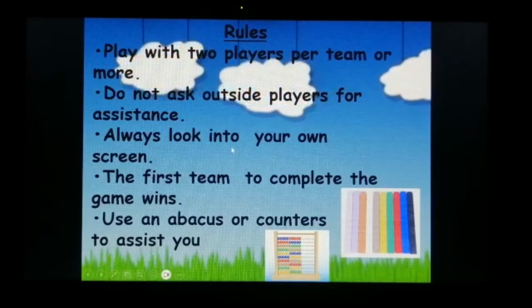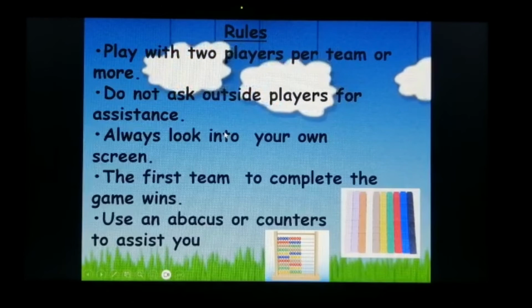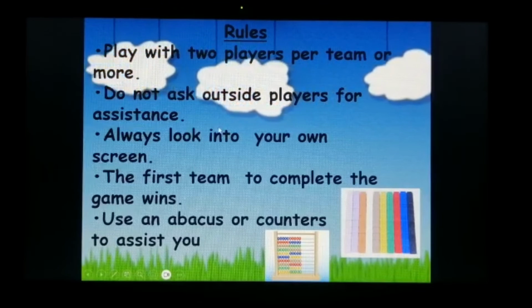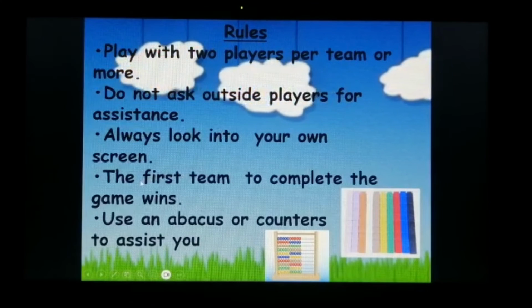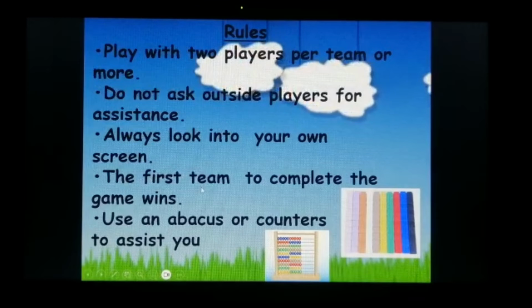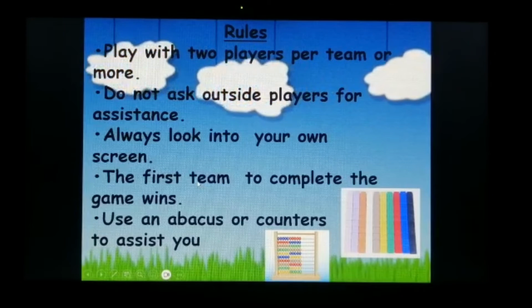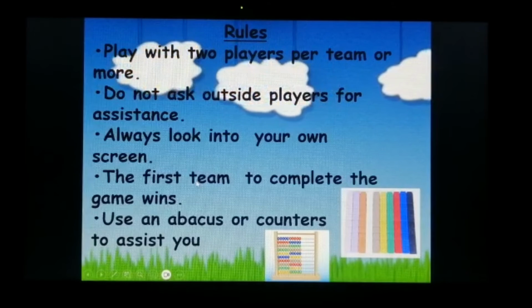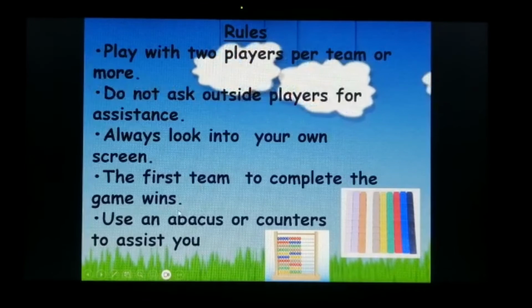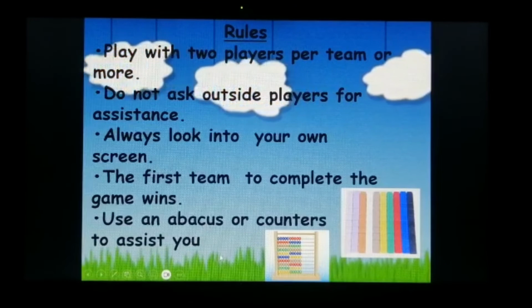Remember to always look into your own screen. Group B will have their own screen and Group A will have their own screen. So always make sure to look into your screen only. Remember that the first team to complete the game wins. This is why you're doing the game fast. You need to understand effectively and finish it first in order to win. You can also use an abacus or counters to assist you.